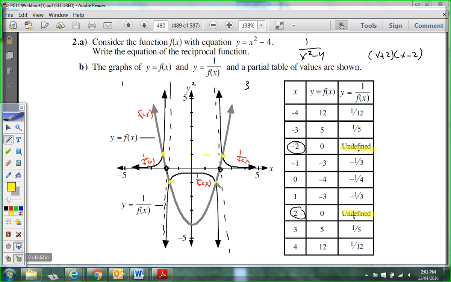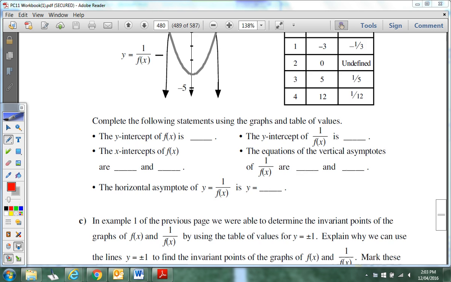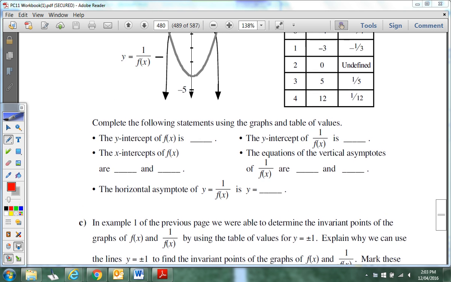All right. So we're going to move down here. And again, you can just see the relationships again. 12, 1 12th, 5, 1 5th, -3, -1 3rd, the reciprocal. Okay, the only things you got to watch out for is the undefined, and then also the invariant points in terms of helping you graph it. Okay, so let's move down here and get some of the questions about it going.